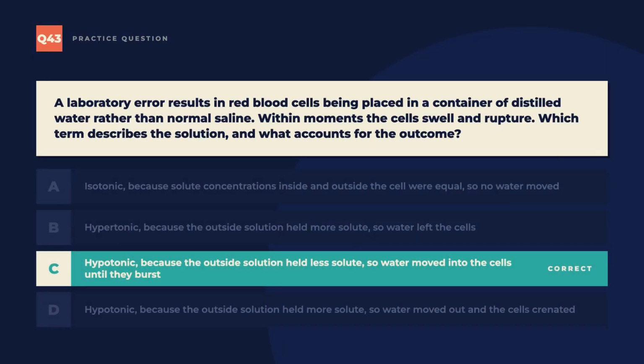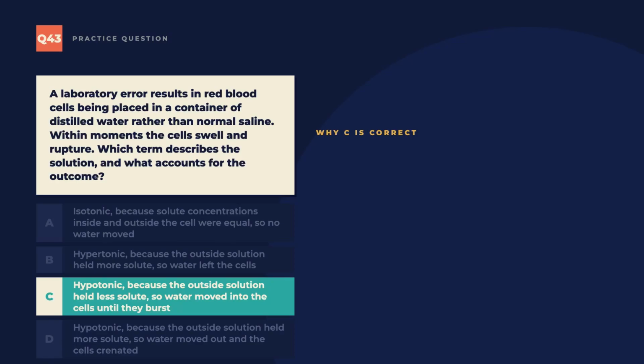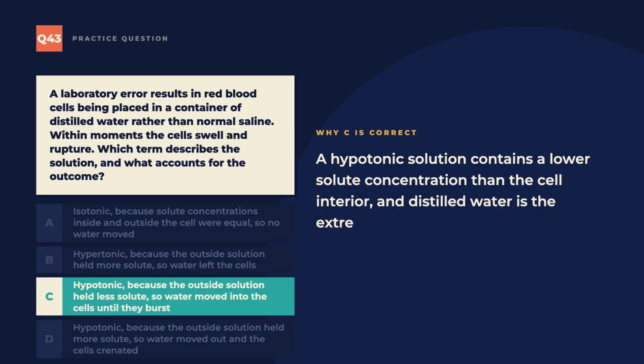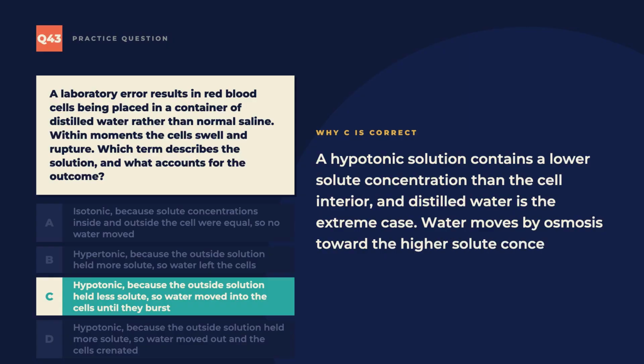The correct answer is C. Hypertonic, because the outside solution held less solute, so water moved into the cells until they burst. C is correct because a hypotonic solution contains a lower solute concentration than the cell interior, and distilled water is the extreme case. Water moves by osmosis toward the higher solute concentration inside the cell, swelling it until the membrane fails, an event called hemolysis in red blood cells.